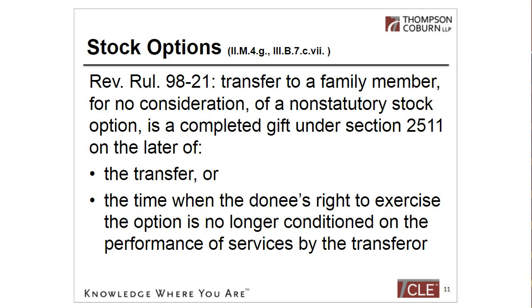Actually it should say is not a completed gift until the later of. So it's a completed gift on the later of these two things. So it's an incomplete gift until. So it's a completed gift on the later of the transfer, or when the employee's right to exercise the option, or in this case, the donee who received the option, is no longer conditioned on the performance of the services by the employee. So in other words, when it becomes vested, that is when it's the completed gift. That's what the revenue ruling says.